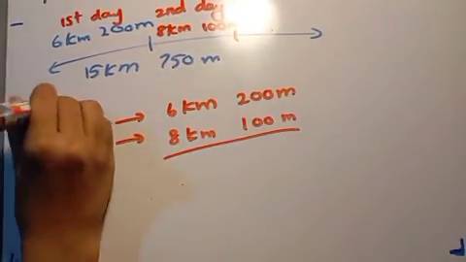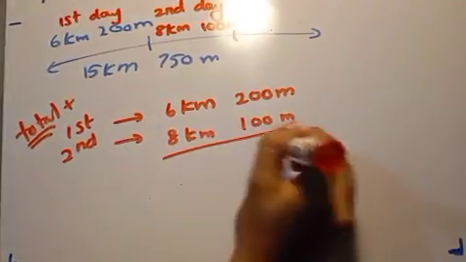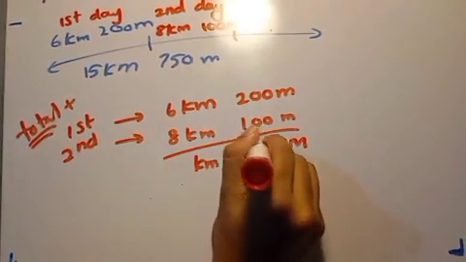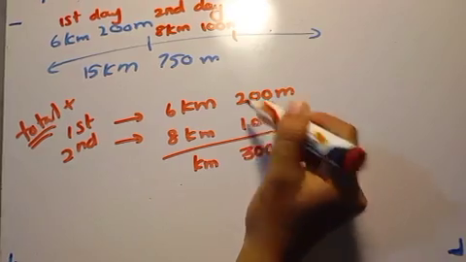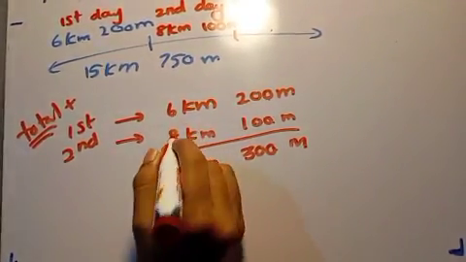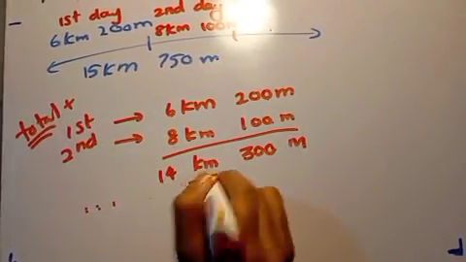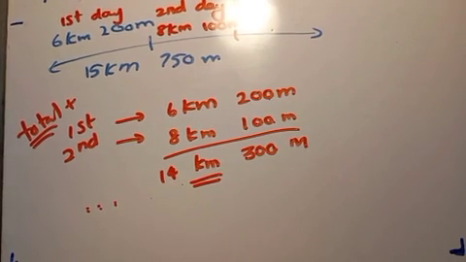The word total itself gives you an idea that you have to add both together. Then write the kilometer and meter first. 200 and 100, if you add those two together, it is 300. Or else you can add 0 plus 0 is 0, 0 plus 0 is 0, 2 plus 1 is 3. Then kilometer, 8 plus 6 is 14. It is 14 kilometers and 300 meters. Which means these two distances together is 14 kilometers and 300 meters.